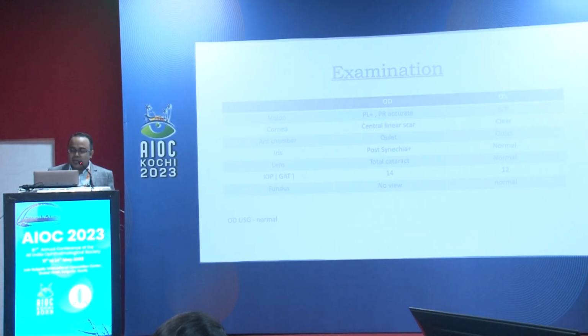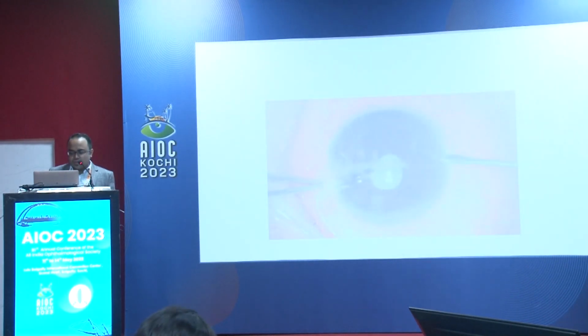PL plus, PR accurate, central linear scar, anterior segment quiet, posterior synechiae present, total cataract. IOP on Goldmann was 14. The fundus had no view. The other eye was normal, and the right eye USG showed normal. So we went ahead and planned the cataract surgery. Here we are making a small incision with the MVR blade.